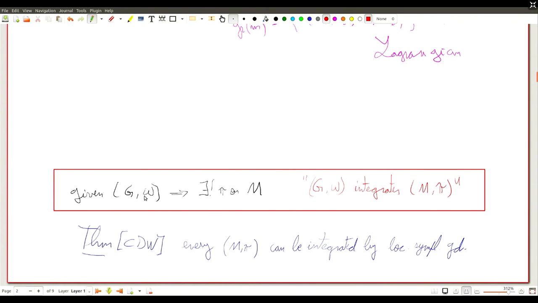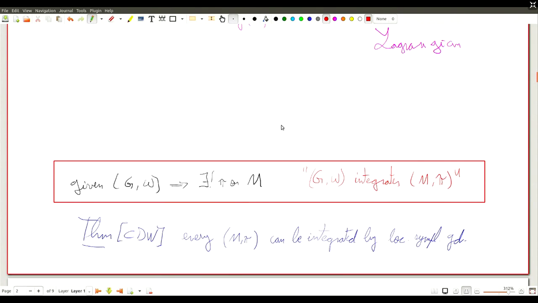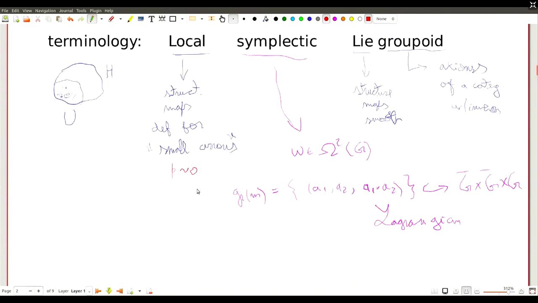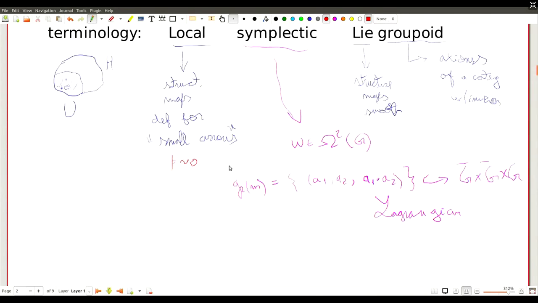So when your Poisson structure on M comes from such a groupoid, we say that this groupoid integrates the Poisson manifold. And in a theorem of Cattaneo, Dazord, and Weinstein, they show that every Poisson manifold can be integrated in this way. I just mention quickly that if instead of the local groupoid, with small parameters, you want a global groupoid so that the axioms are satisfied for all possible arrows, not just small ones, there might be obstructions.